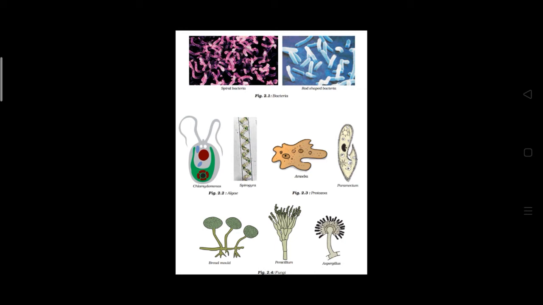And protozoa, you know about amoeba. It can change its shape. And one more protozoa is here, shaped like a chappal, paramecium. Next is fungi. Three examples are given here: bread mold, penicillium. You know about penicillium, which is used to make antibiotic. Next is aspergillus.